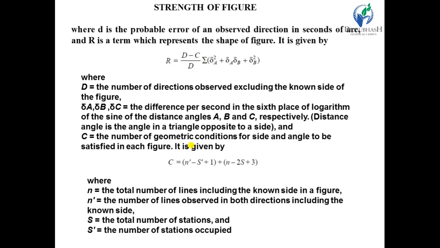C is equal to the number of geometric conditions for the sides and angles to be satisfied in each figure. So the calculation of C in the above term is equal to (n dash minus s dash plus 1) plus (n minus 2s plus 3), where n is the total number of lines including the known side in a figure, n dash is the number of lines observed in both directions including the known side, s is the total number of stations and s dash is the number of stations occupied.